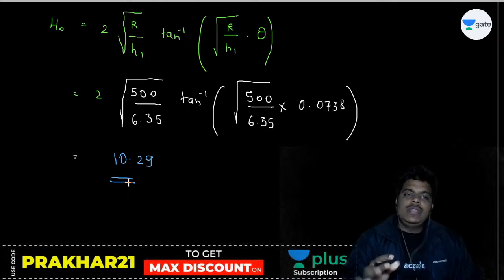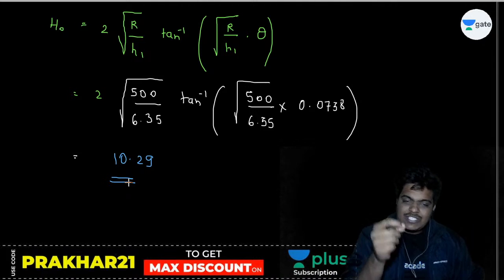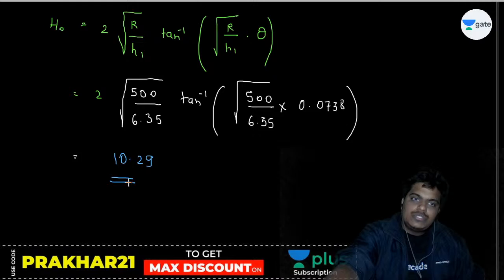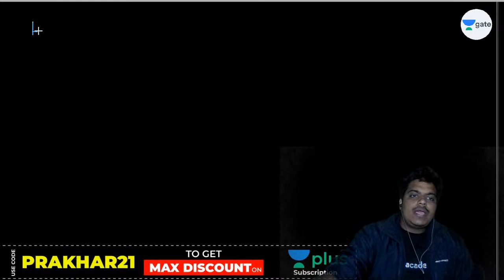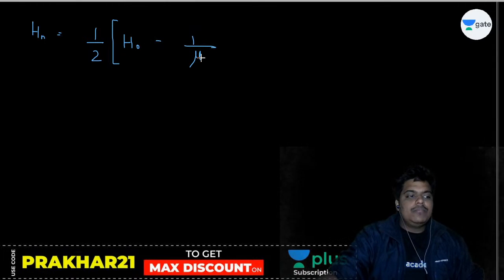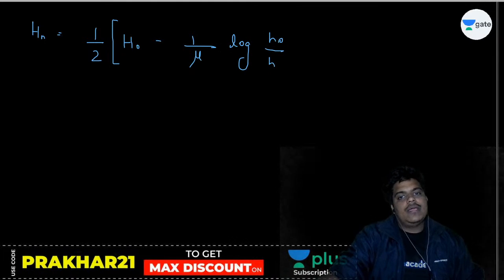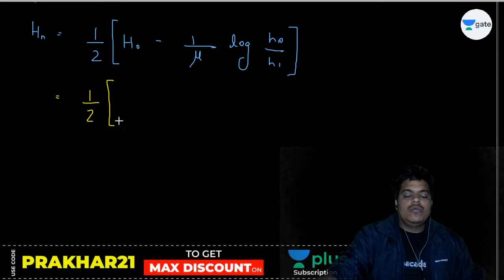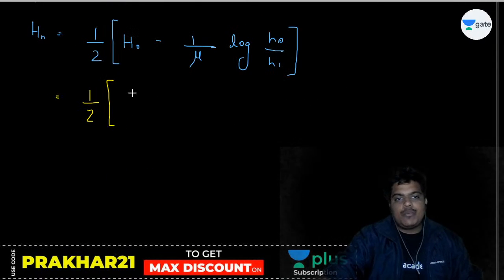अब देखो ये कोई वैल्यू नहीं है, मतलब h naught is nothing, but it is just a process in between. Using h naught, we will calculate hn, the value of this parameter at neutral plane. So the formula is 1 by 2 capital H naught minus 1 by mu log of h naught by h1. Simple. 1 by 2, what is the value of h naught that you have calculated? 10.29.